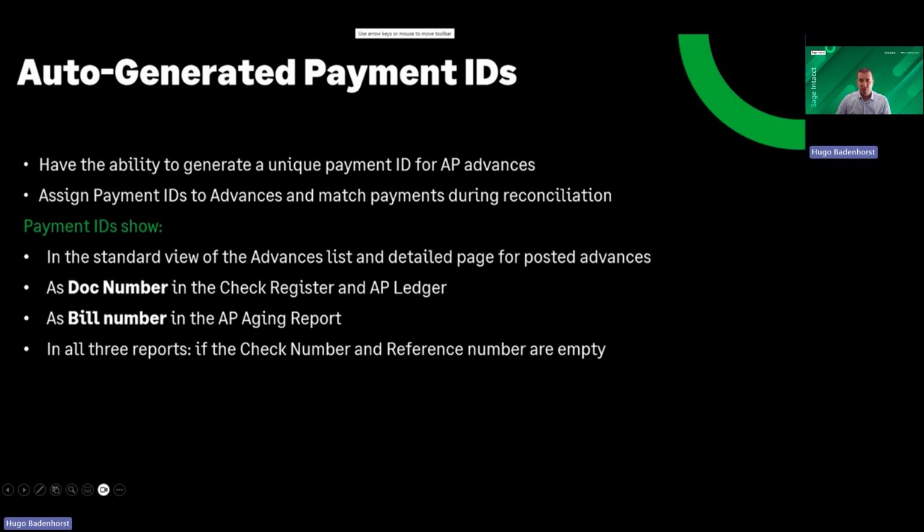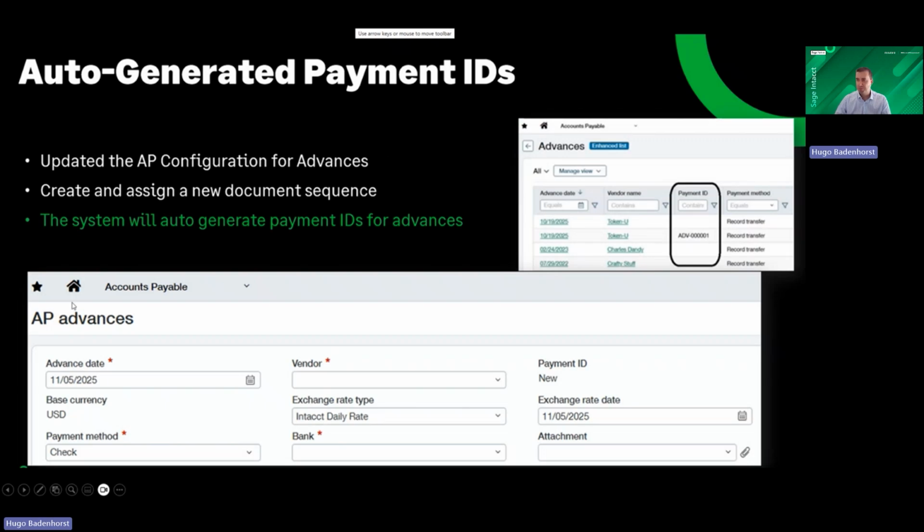On the reports going forward, you'll see there's a couple of things there. So on the advanced list, it'll be the payment ID that you'll see. In some of the AP ledger, check register, AP aging reports, it will sit under the bill number or document number. So just to understand where it comes from. Initially, those advances would probably be blank at this stage if you run them. But as soon as we start assigning the number, you can now easily get that in and then start automatically generating the sequence number in there as well.